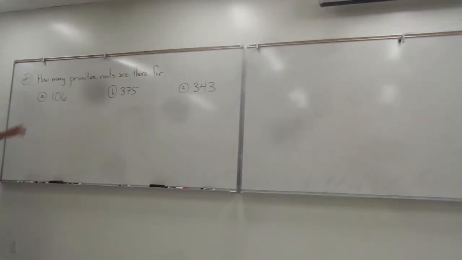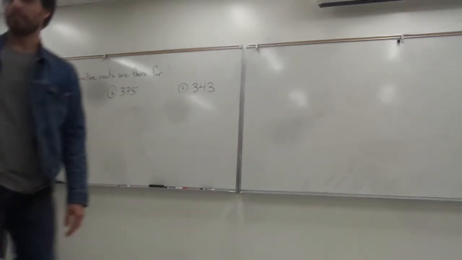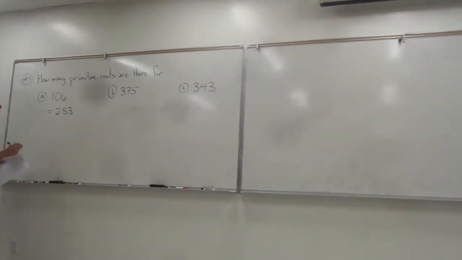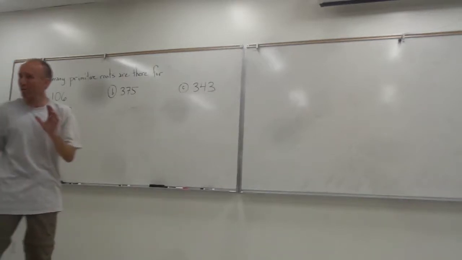So for 106, what would you recommend that I do first? Break it up into primes. Good. So it breaks into 2 times 53. And so then what's the formula for the number of primitive roots? Phi of n. That's right. So does this have a primitive root, by the way? Does 106 have a primitive root? Yes. So do you remember which numbers have primitive roots?